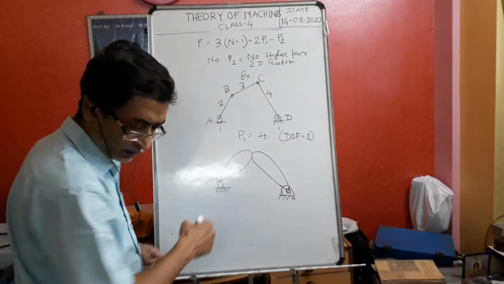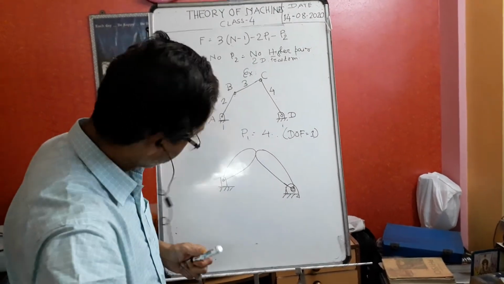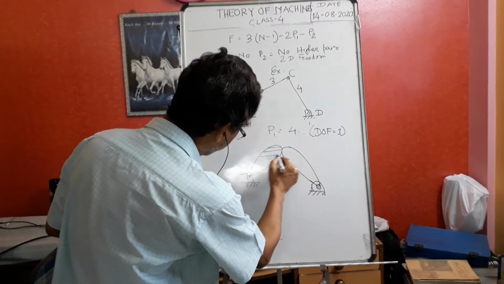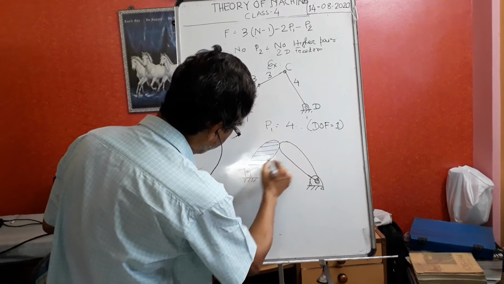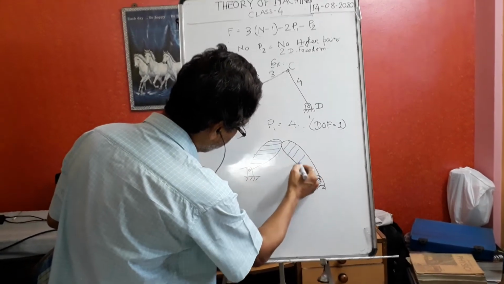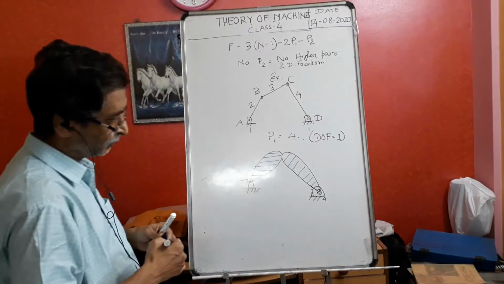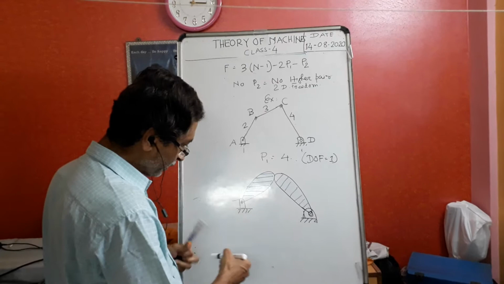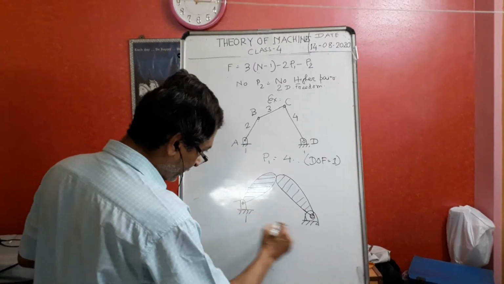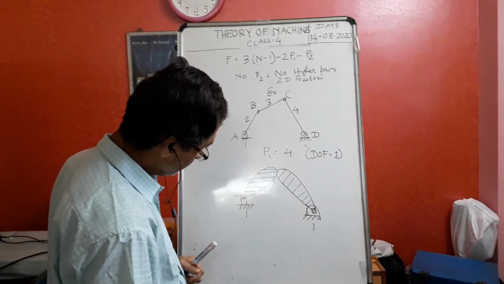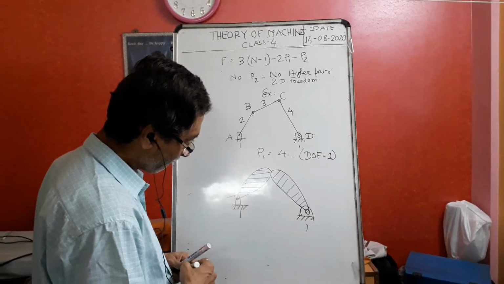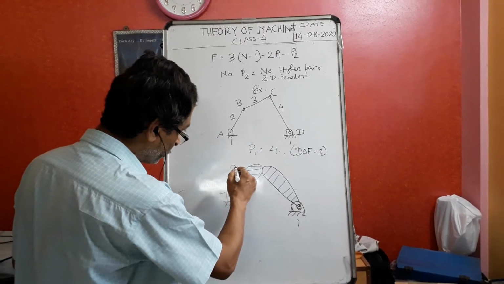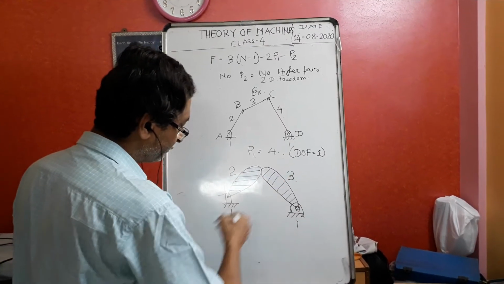So this is one part. This is one link, totally one link, and this is another link. Can you say how many links are there here? Ground is link number 1. This is link number 2, and this is link number 3.